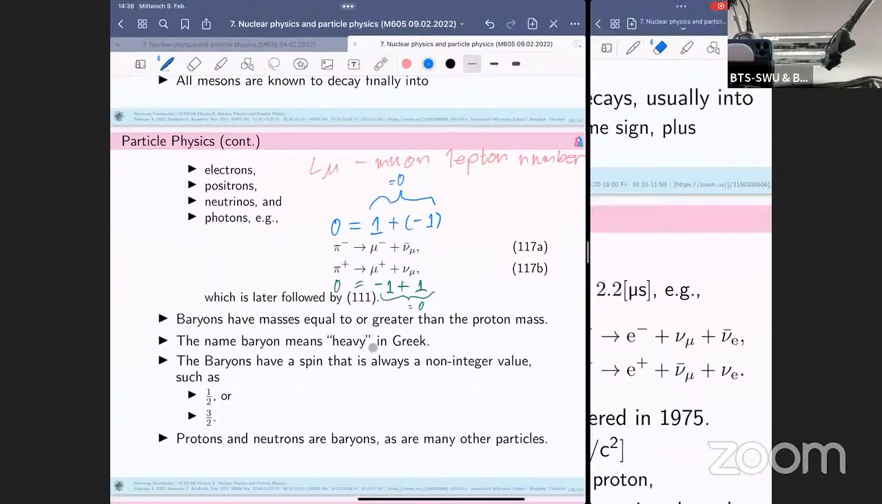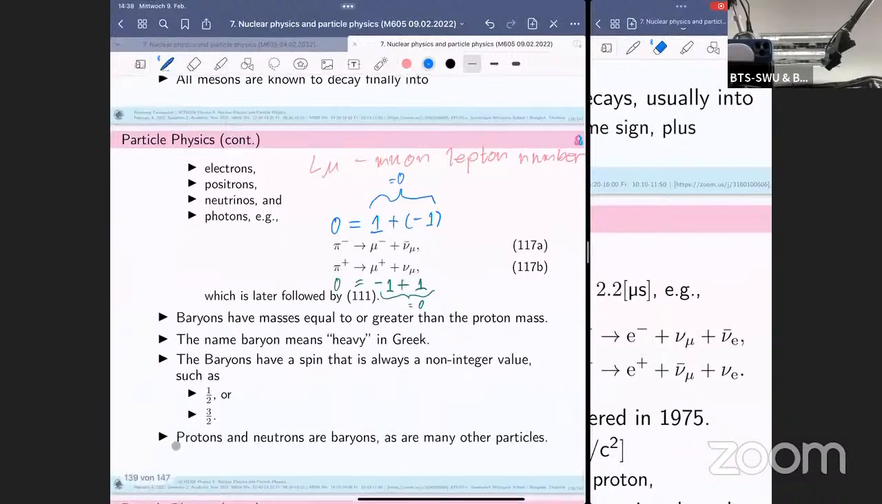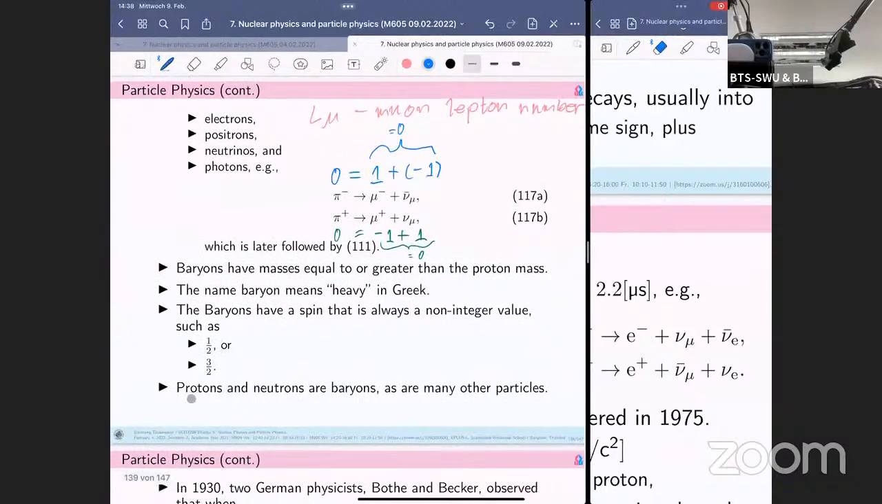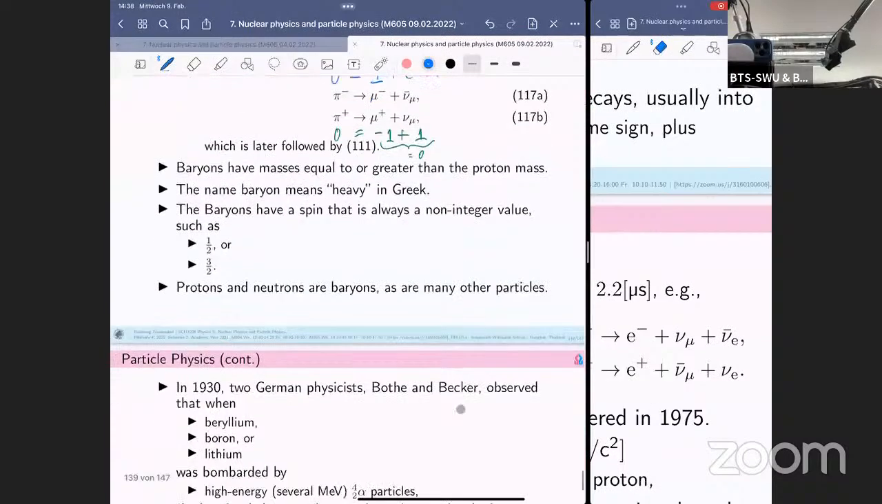Baryons have masses equal to or greater than the proton mass, and the name baryons means heavy in Greek. Baryons have a spin that is always a non-integer value, as I told you, 1/2 or 3/2. Protons and neutrons are baryons, as are many other particles.